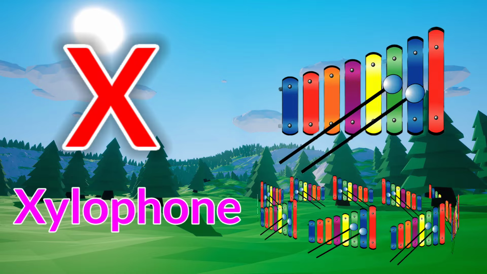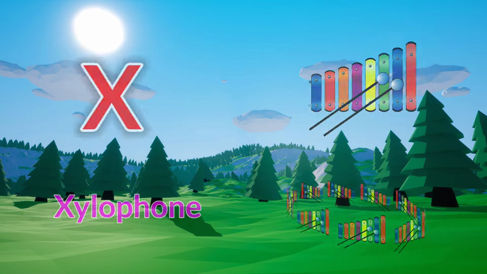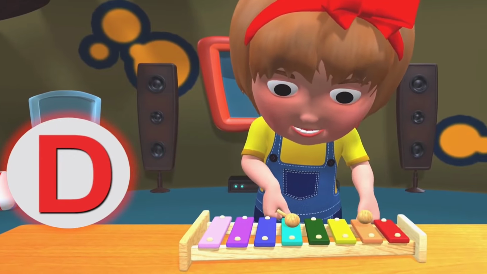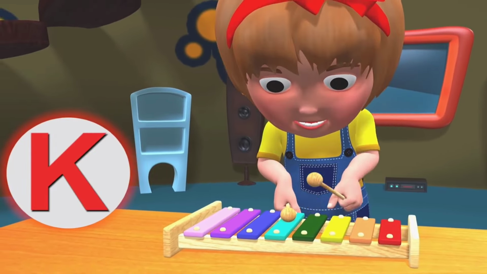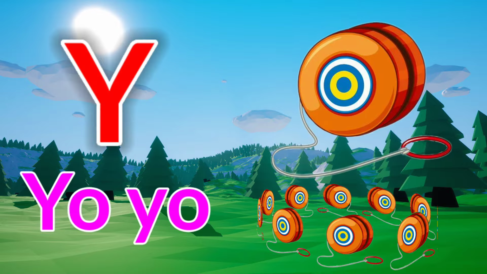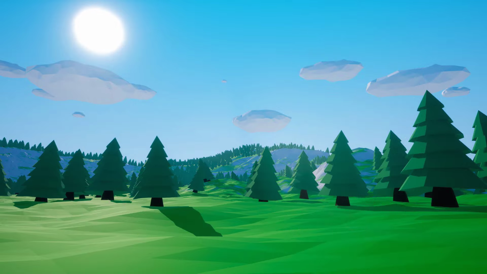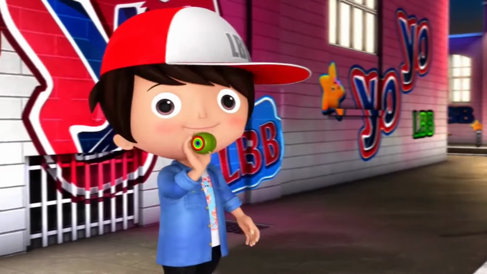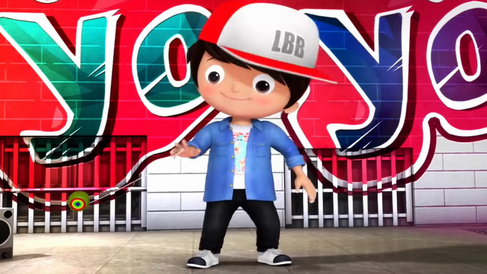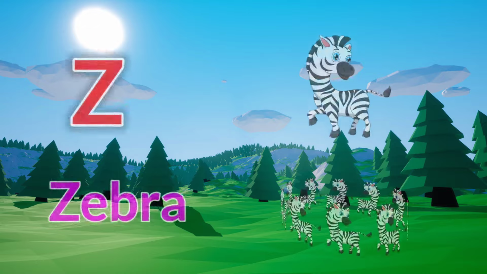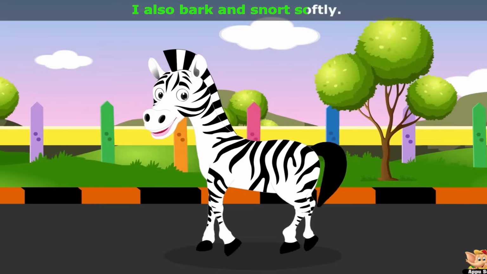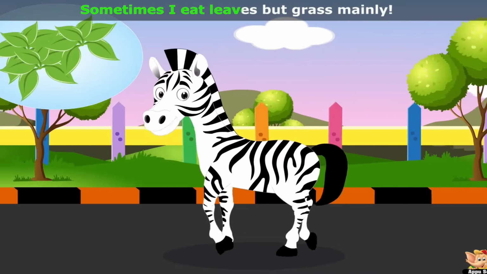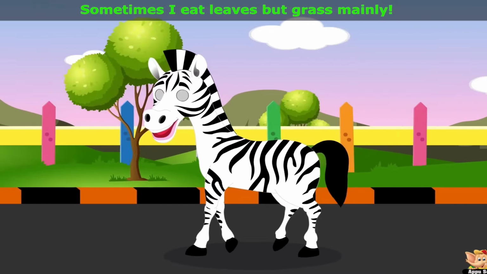X is for xylophone. X is for xylophone. Xylophone. Y is for yo-yo. Y is for yo-yo. Yo-yo, it's my yo-yo, throw high. Z is for zebra. Z is for zebra. Sometimes I eat leaves, but grass mainly. I'm a zebra.